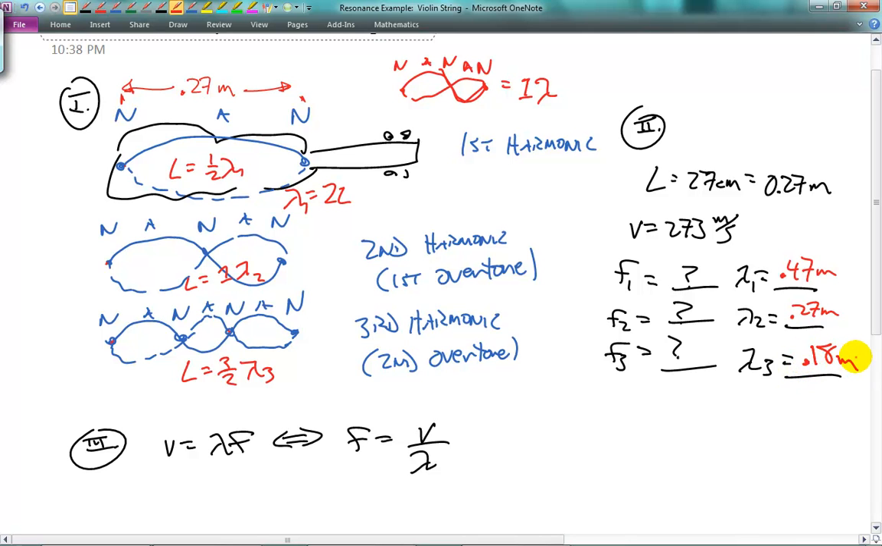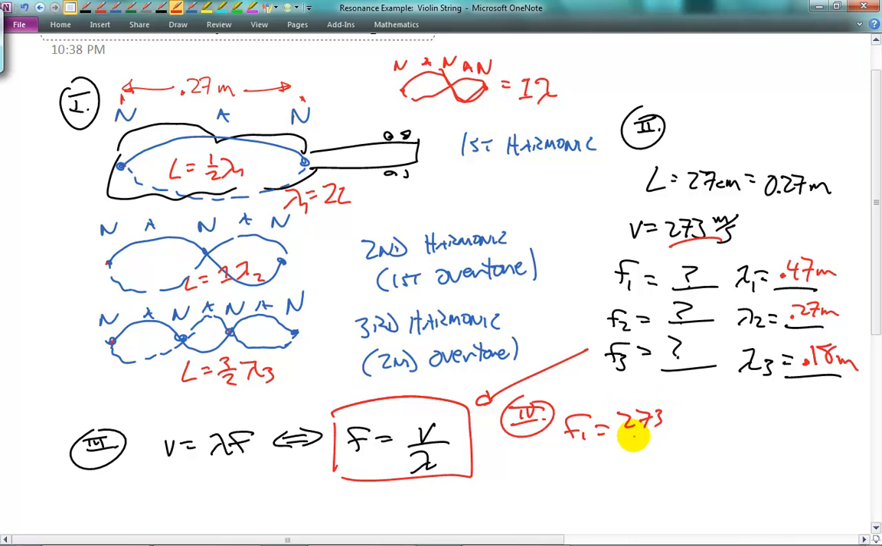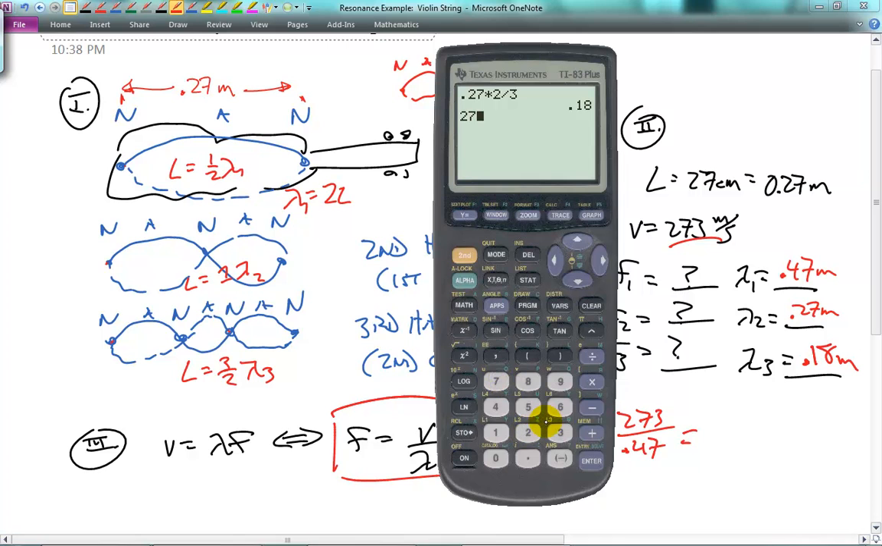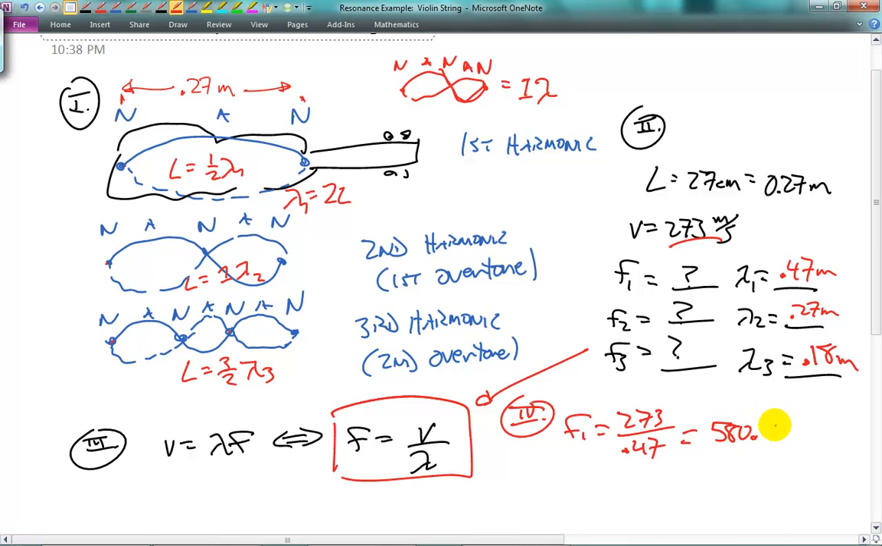So now we can find the frequency for each of the harmonics by substituting in. So in step 4 here, I'll find F1 by taking velocity, which is 273 meters per second, divided by lambda 1, which was 0.47 meters. So in this case, if I take 273 over 0.47, I get this to be 580.85 hertz. Could probably round that off, that's okay. And then I can repeat for F2 and F3.